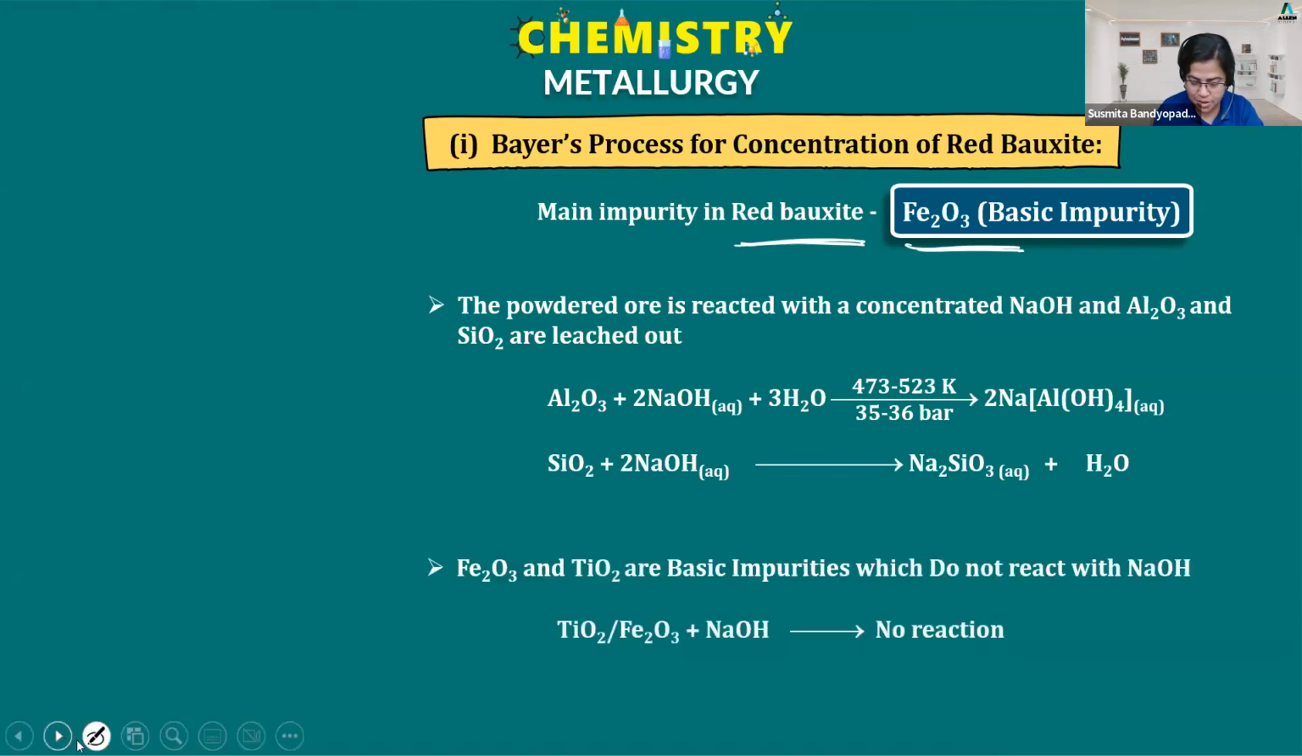So here the basic purpose is that Fe2O3 and TiO2, which will not react with NaOH, will be left behind. Filter it, remove the residue, job over. But SiO2 is there to trouble you. Remember that in Baeyer's process. Did you people follow what happens in the Baeyer's process? NaOH is added, which reacts with both the ore and the SiO2 impurity. TiO2 and Fe2O3 can be successfully removed by this method.